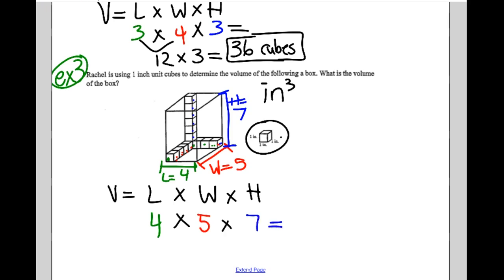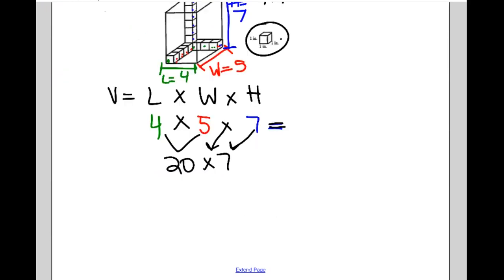And then what do we get? Again, left to right. 4 times 5 is what? 20 times 7 now. We bring down our times, bring down our 7. Okay, 20 times 7. 7 times 0 equals what? 0. And then 2 times 7 equals what? 14. I'm going to put a 14 in front. So our answer is going to be a volume of 140 cubic inches, or 140 inches cubed.